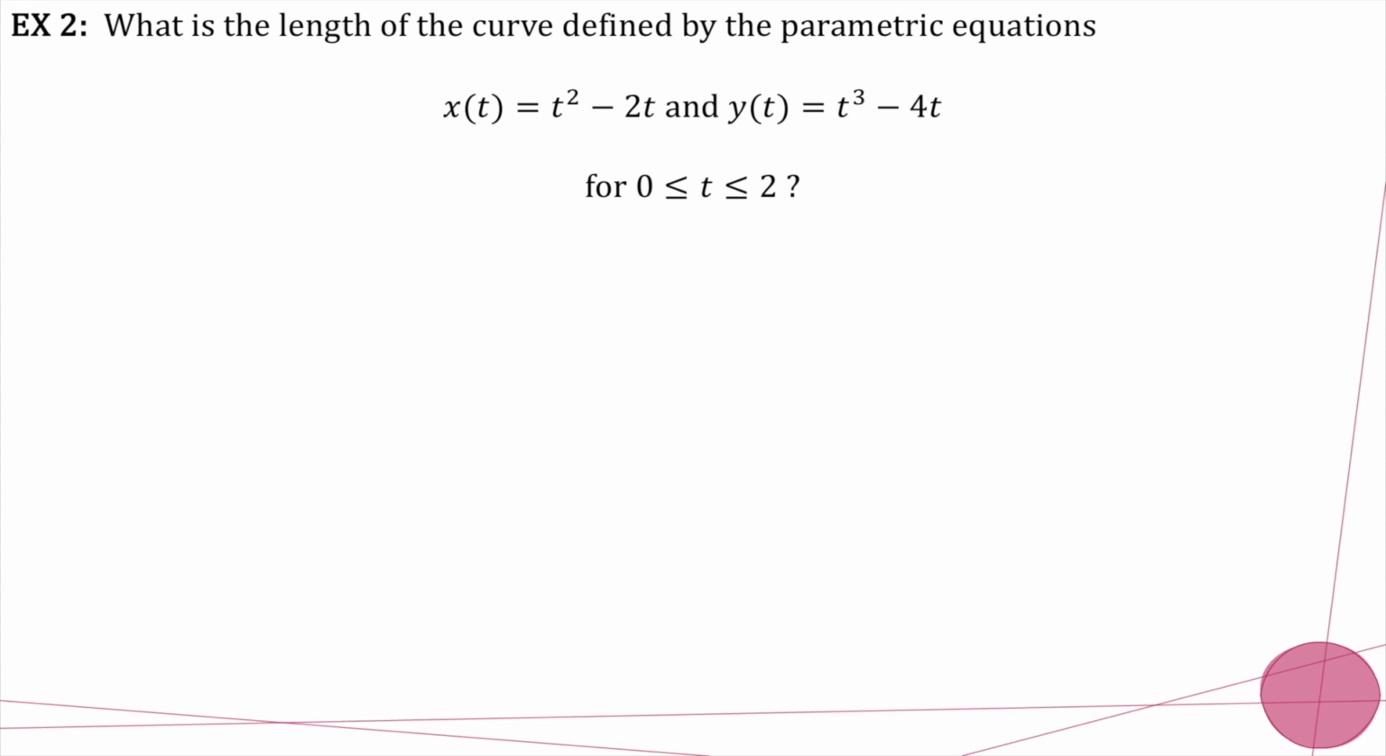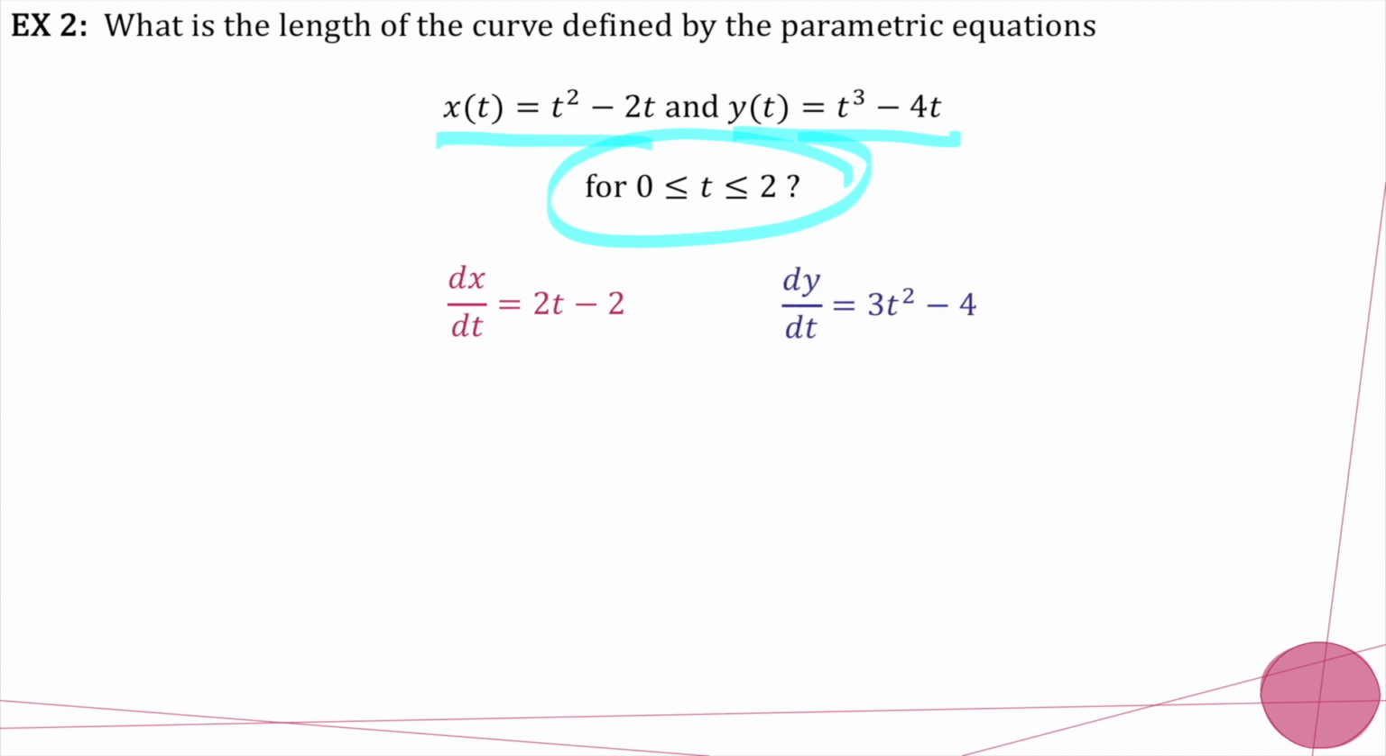Example 2: what is the length of the curve defined by the following parametric equations? We've got x of t equals t squared minus 2t, and y of t equals t cubed minus 4t. And we want the length of the curve from 0 to 2. So we'll take the derivative of the x component and get 2t minus 2. We'll take the derivative of the y component and get 3t squared minus 4.